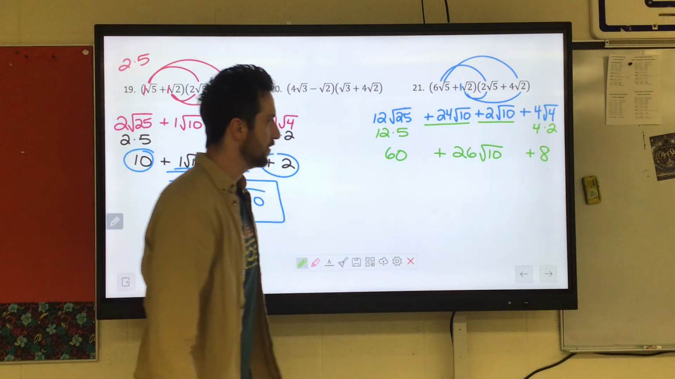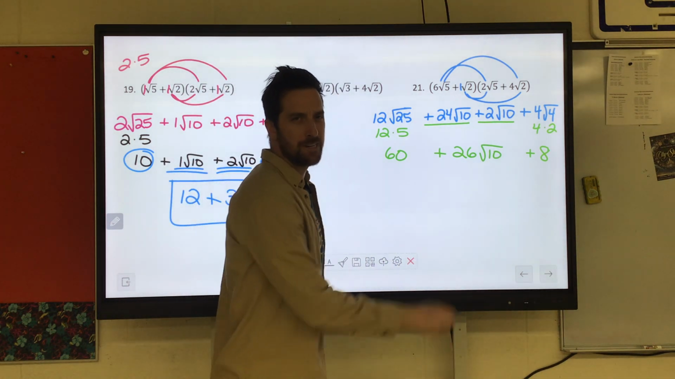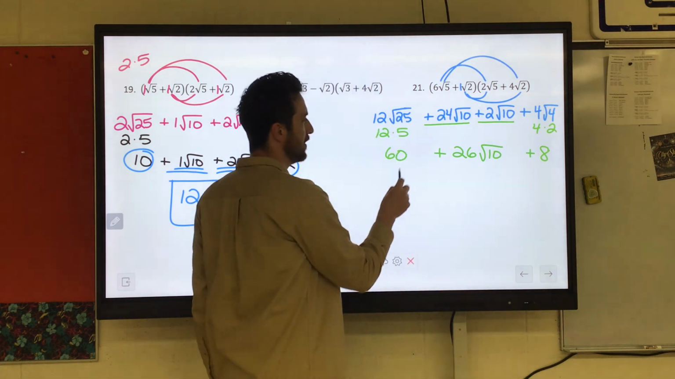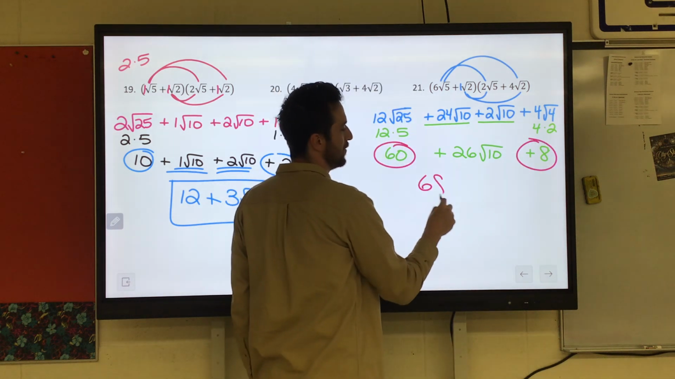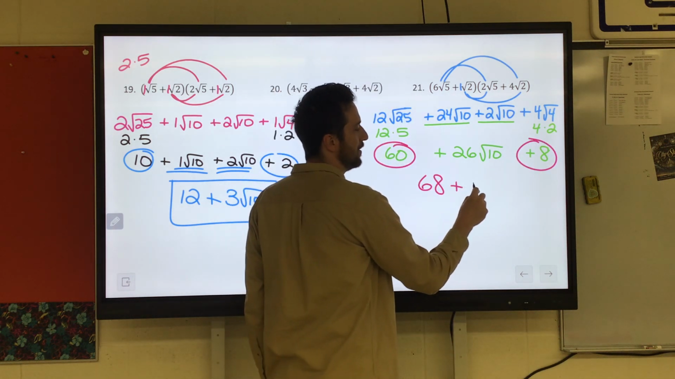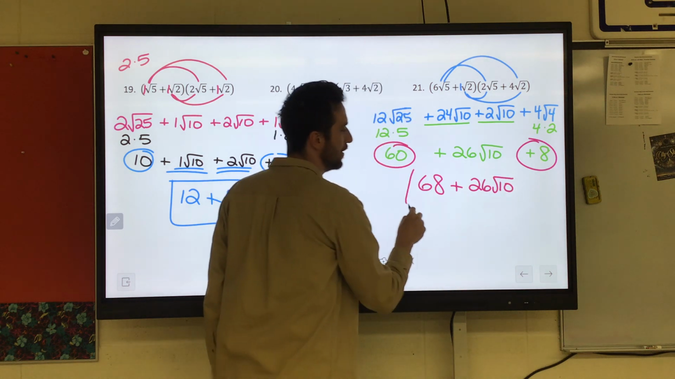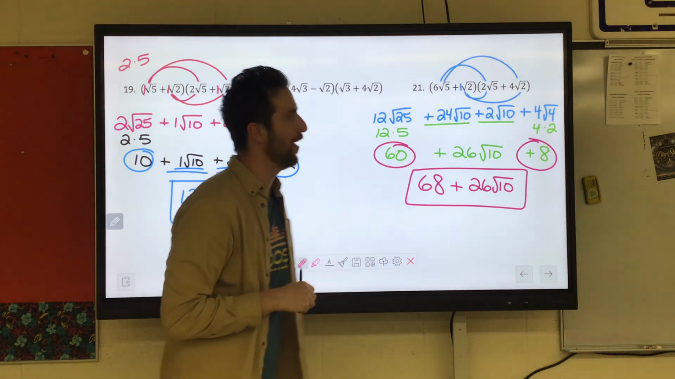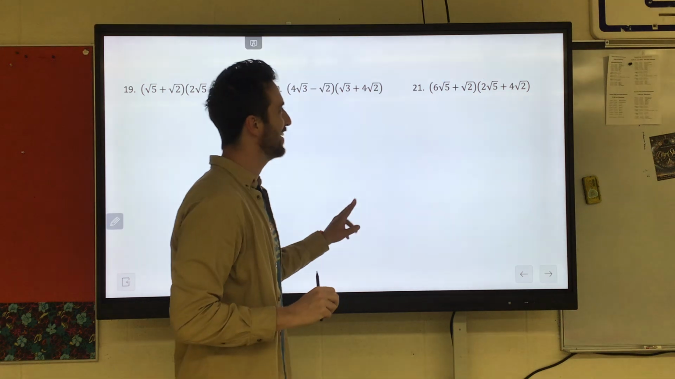There are no more perfect squares. So we should probably be done with this answer, right? Box it up, move on to the next. What? We could still combine? Oh, 60 plus 8. You're right. It's so silly. That's 68. And then plus our 26 root 10. Wow. I was almost ready to move on to number 23, but you caught me. You caught me at a good spot.